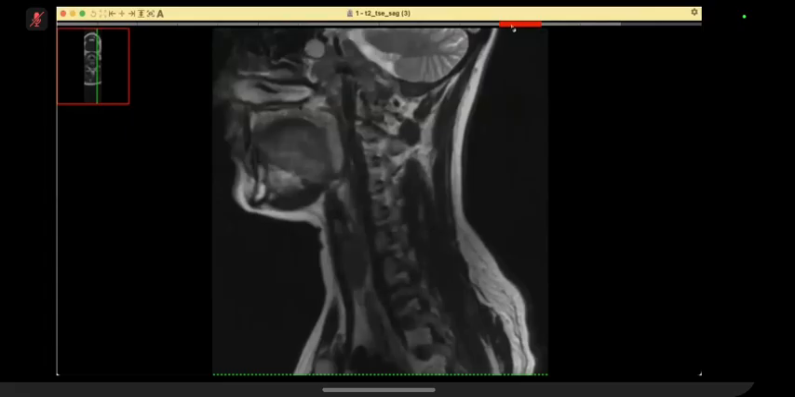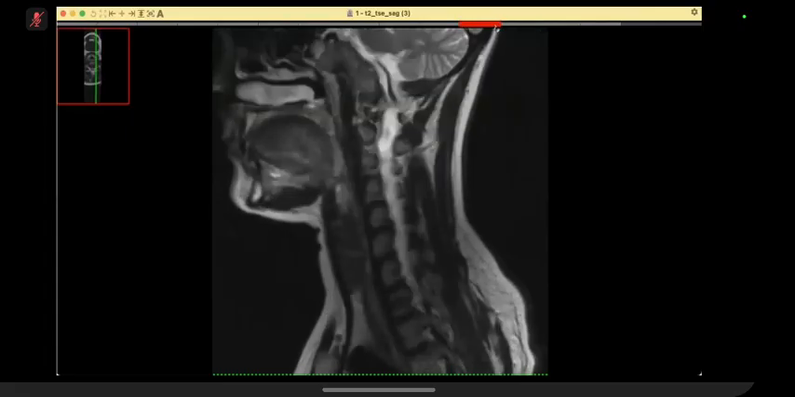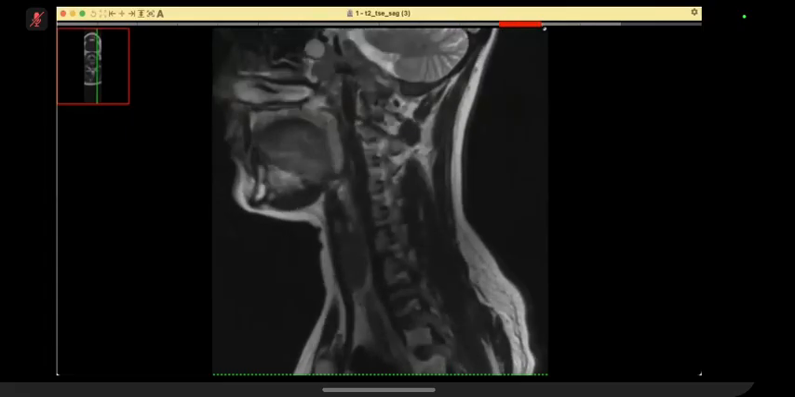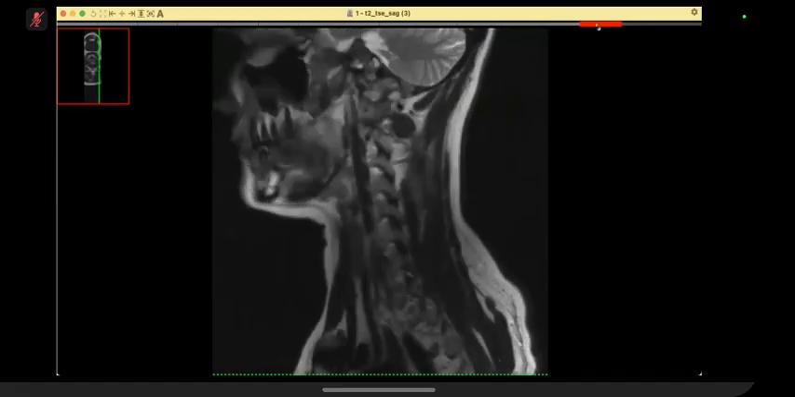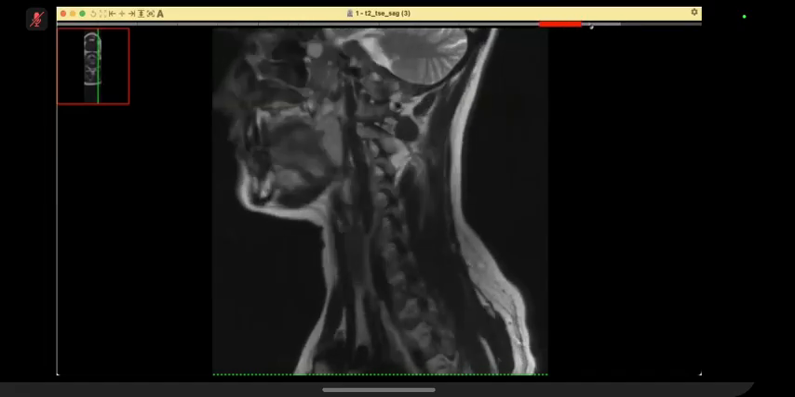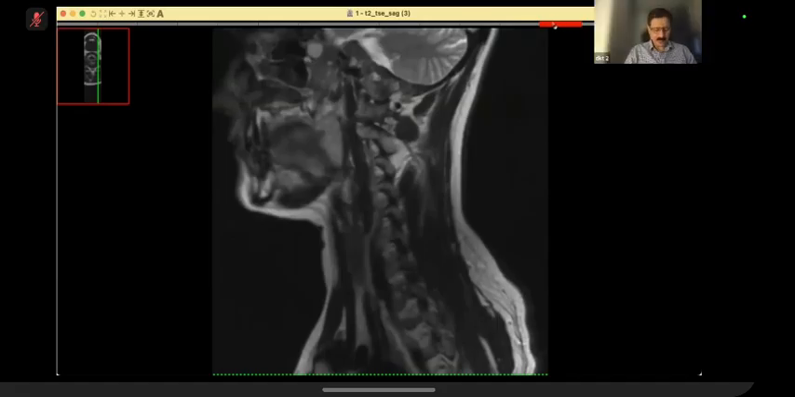Now I am in the parasagittal view. I need to go to the far lateral. Excellent. I love it because you are applying your protocol now. Very good.